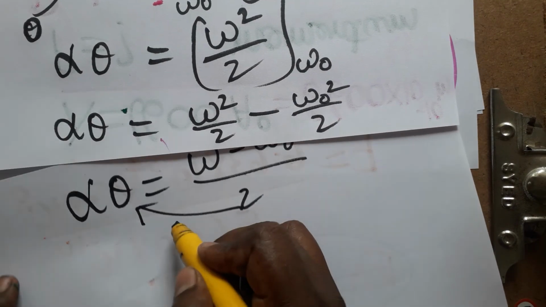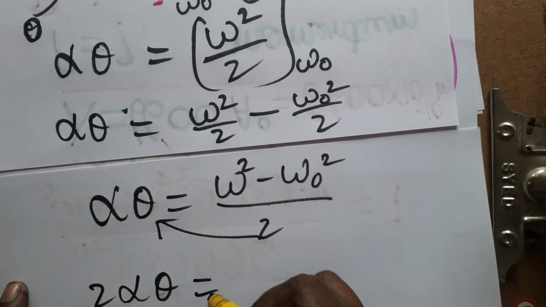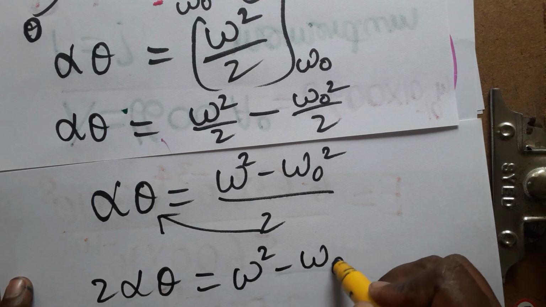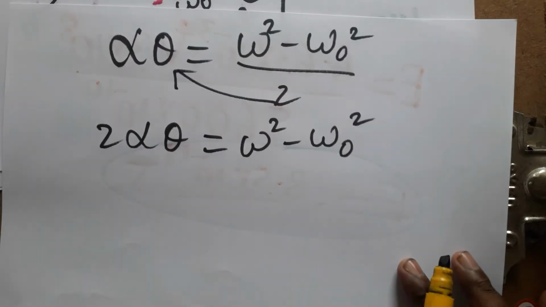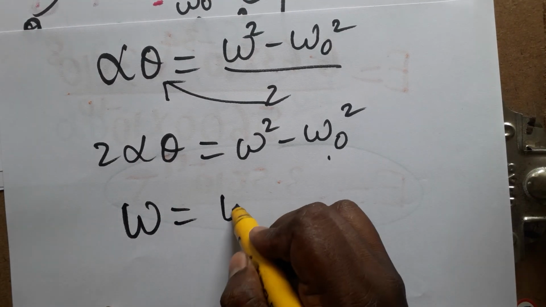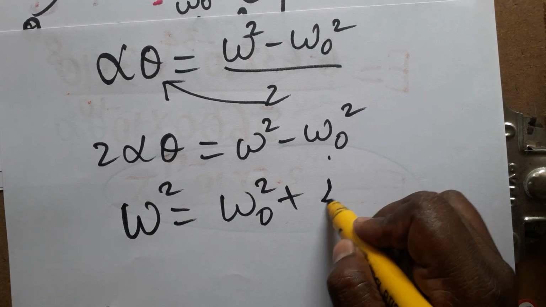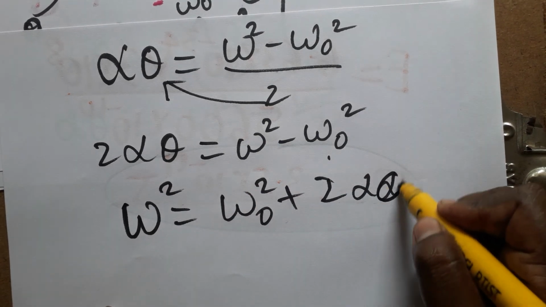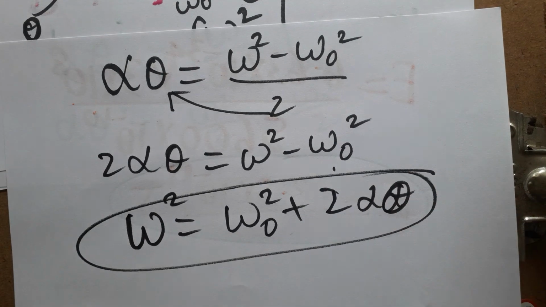The 2 you can take to this side. 2 times alpha theta is equal to omega square minus omega naught square. So omega naught square you can bring to the left side, and it will become plus. So omega square is equal to omega naught square plus 2 alpha theta. So we got all 3 equations in rotational motion.